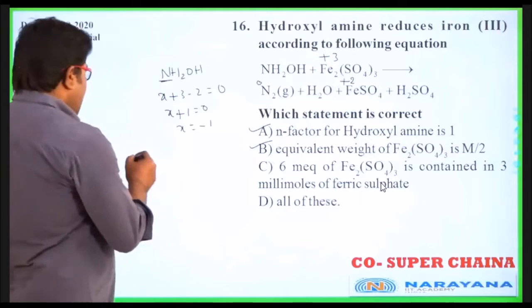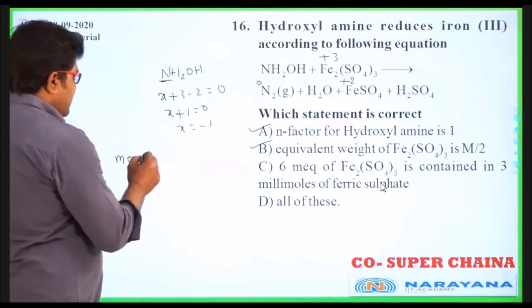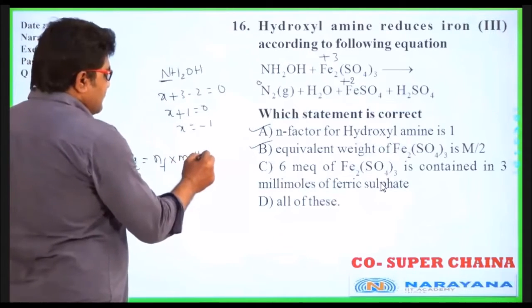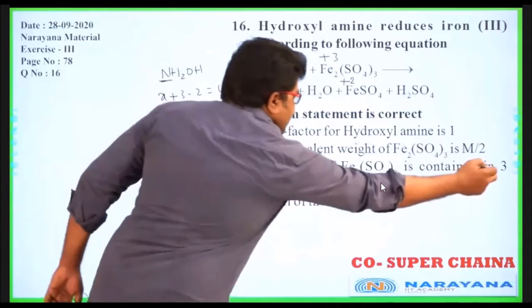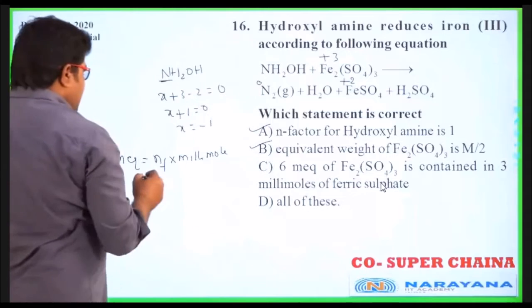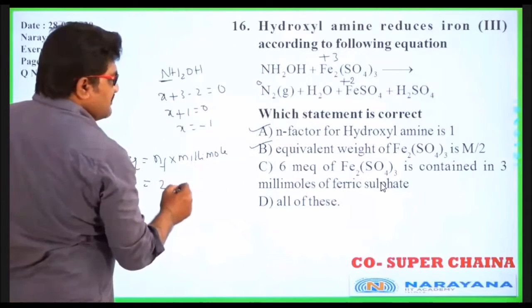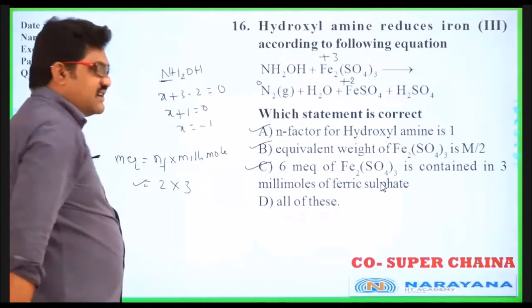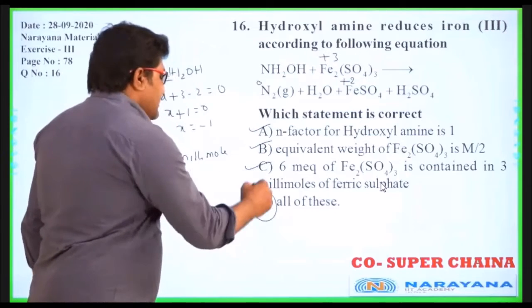Okay, so here milliequivalent should be calculated by using N factor into millimoles. Here he has given 3 millimoles. So N factor is how much here? 2. So 2 into 3. So this is also correct. So the correct option is all the correct.